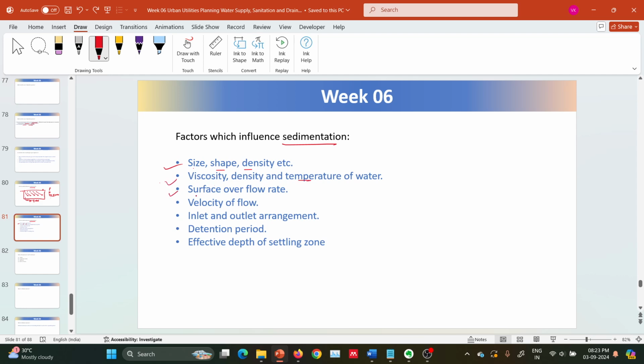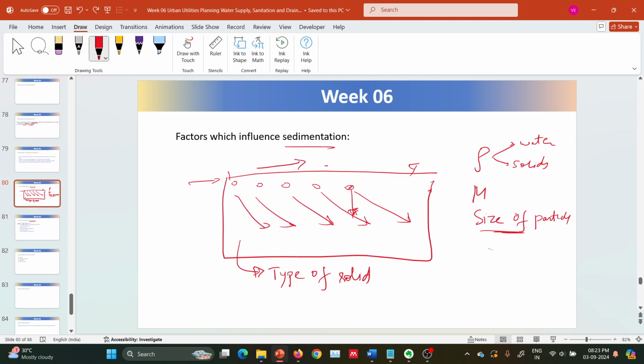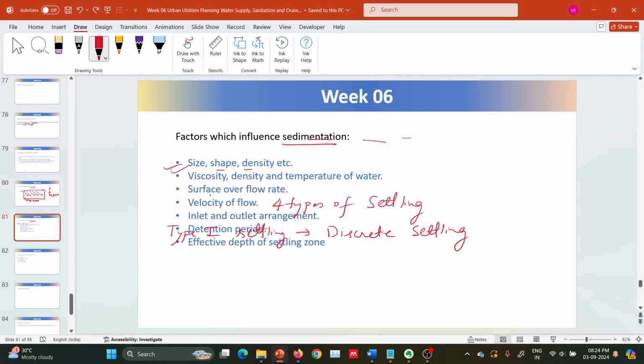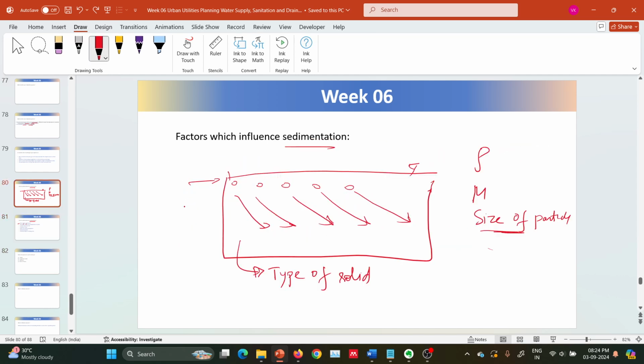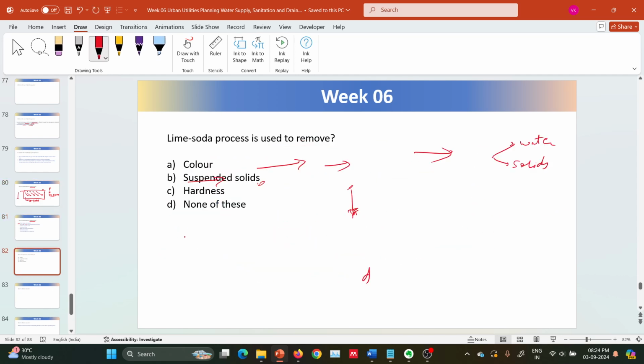Surface overflow rate, that means the settling velocity of the particle. Velocity of flow: if the velocity is very high, the water entering here goes out quickly, and particles will not get time to settle. Inlet and outlet arrangement, detention period, how much is the time for settling, and effective depth of the settling zone, whether this depth is sufficient or not. Lime soda process is used to remove hardness.